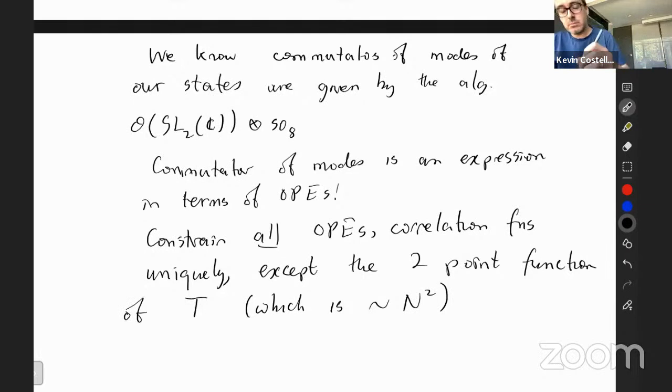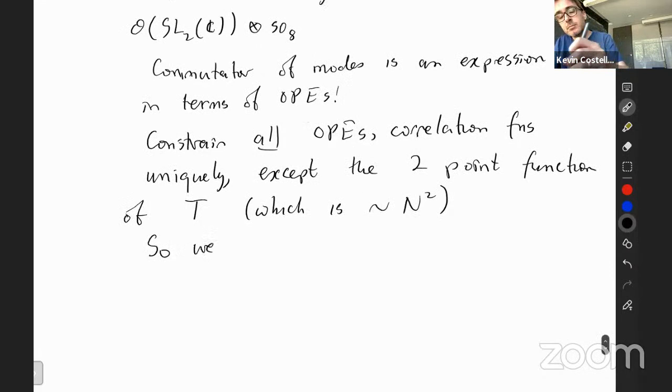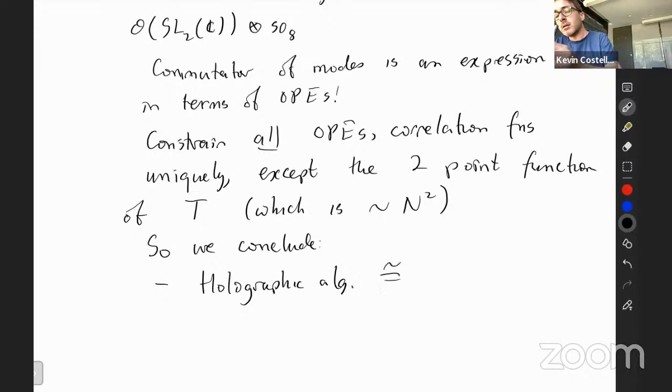We conclude that the holographic algebra is isomorphic with planar CFT. Okay, so I think I'll stop there. Thank you.